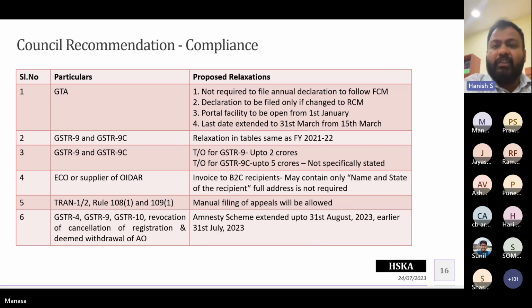Sorry, that appears to be 31st of July. It is actually 30th June 2023. It's got extended to 31st of August 2023. The extended date is correct, but the earlier date, please read as 30th June 2023. When we circulate the PPT, then we'll change that and share it with you.